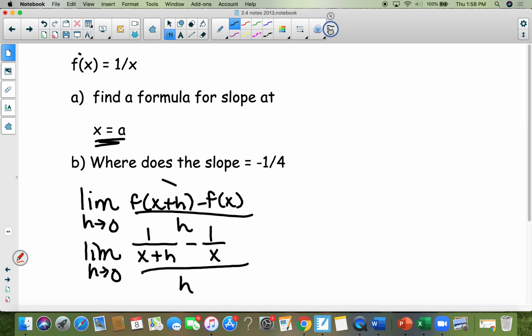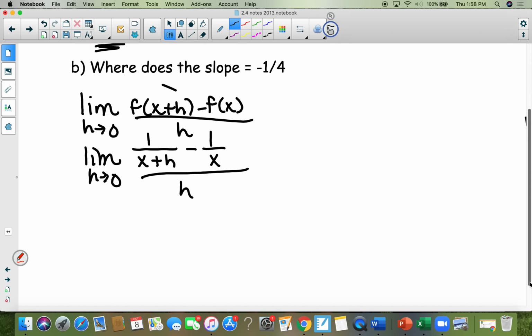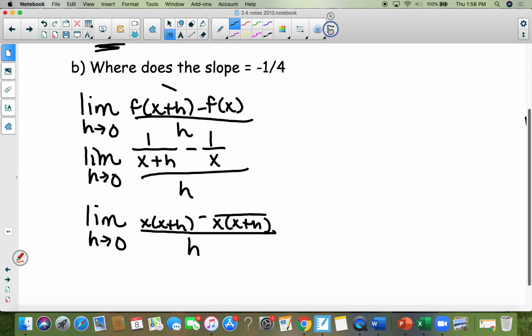This takes about 1, 2, 3, 4, 5, 6 steps in order to simplify this problem. Now comes the algebra skills. The calculus is the limit as h approaches 0 and setting this up. Now we're back to algebra. The limit as h approaches 0, the common denominator in the numerator is an x and an x plus h.